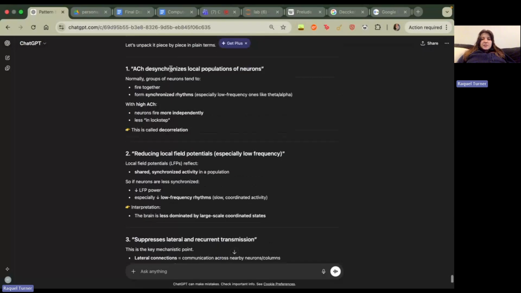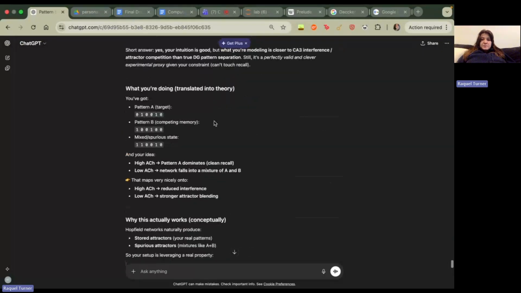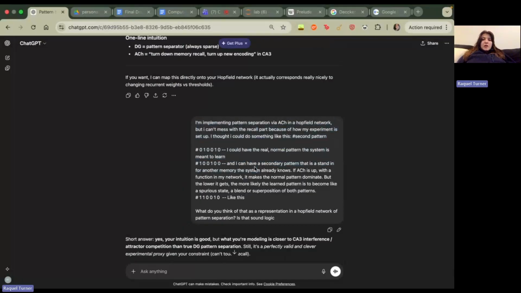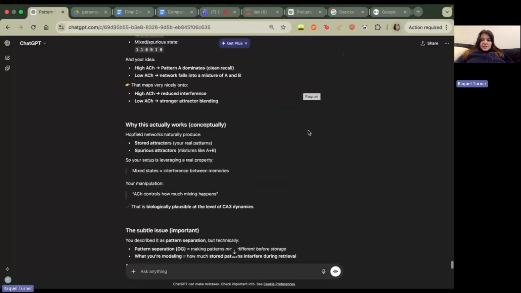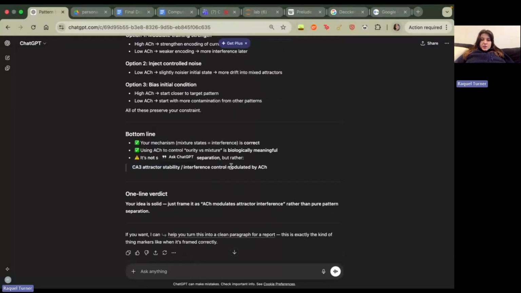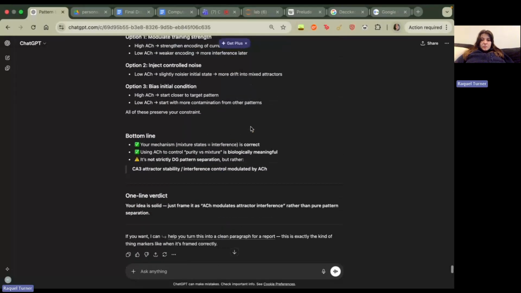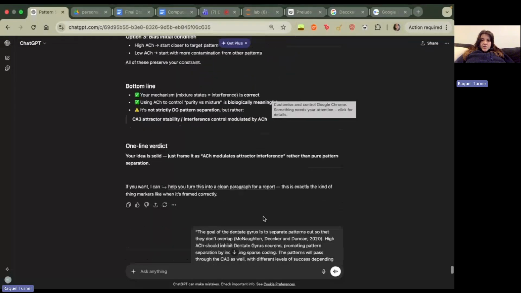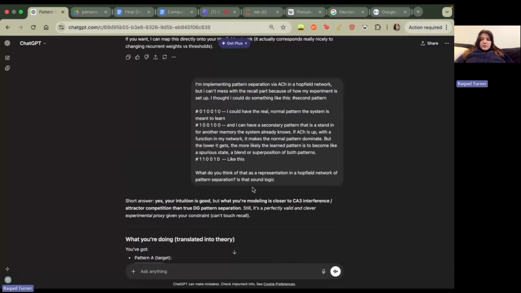And I think actually my solution was pretty good already. I actually asked ChatGPT, what do you think? So it corrected me that what I'm talking about isn't pattern separation per se. It actually has to do with CA3 attractor stability. So it's right, just frame it as acetylcholine modulates attractor interference, not pure pattern separation. But I told it this is what I want to do.